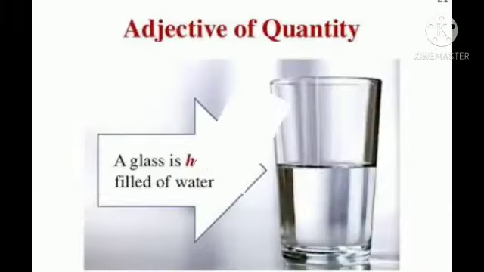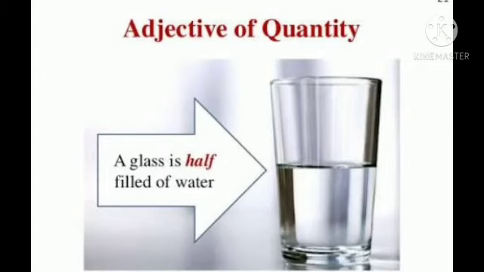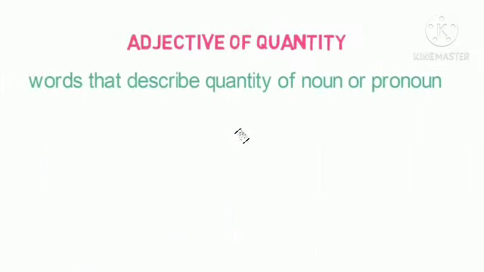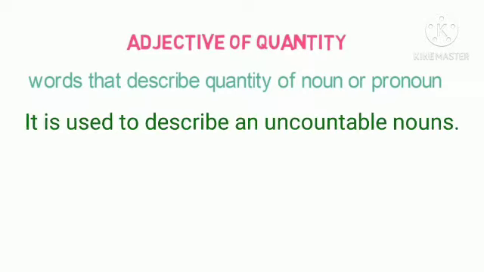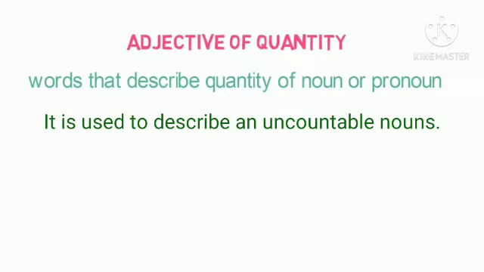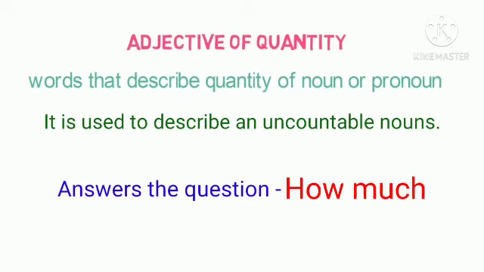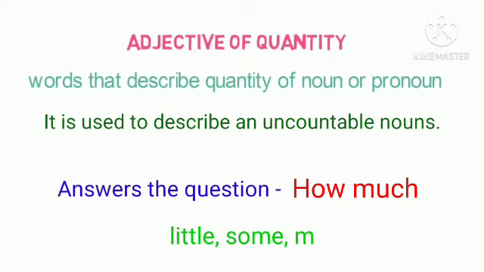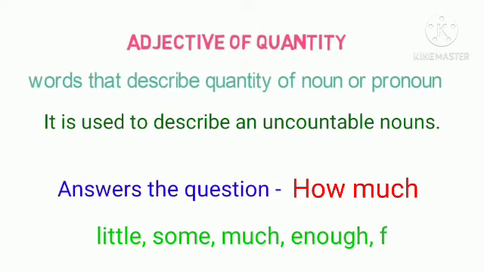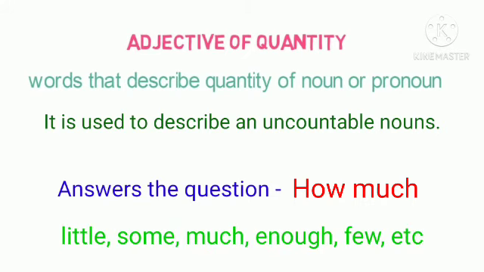Second, adjectives of quantity. The words that describe the quantity of nouns or pronouns are known as adjectives of quantity. It is used to describe uncountable nouns. It generally answers the questions how much. Some common quantitative adjectives are little, some, much, enough, few, etc.